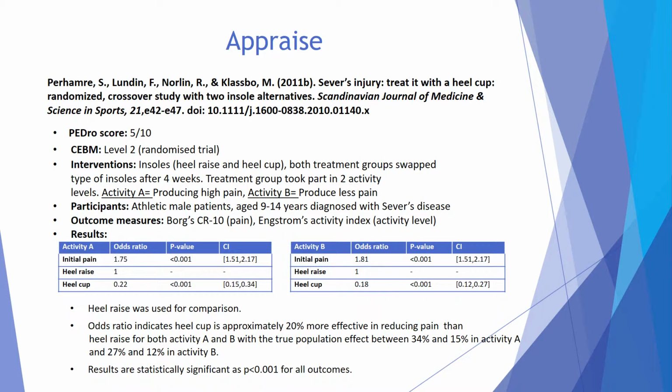Another article by Hammer et al. is a level 2 randomized trial which scored 5 out of 10 on the PEDro scale. Again, the lack of control group used in this trial may decrease validity of results. The study found that when the effectiveness of heel cups was compared to heel wedges in athletic male participants, the heel cup was more effective in reducing pain during activity.